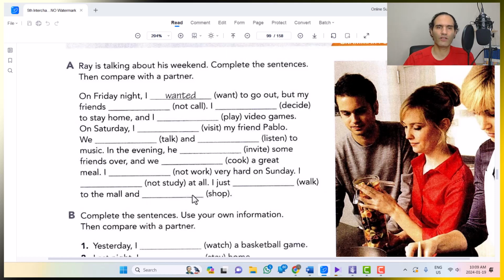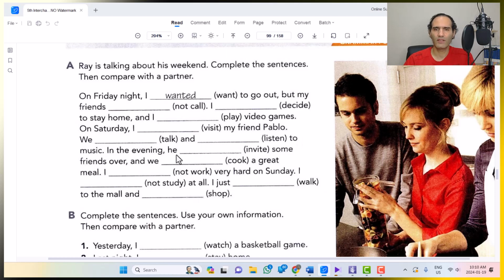Very good, very good. So there are some points here. It says, I wanted to go out. After want, your verb comes with a to. I wanted to go out. My friend did not call. I decided to stay. After decide again to. I decided to stay home, play video games. I visited my friend. We talked, listened to.